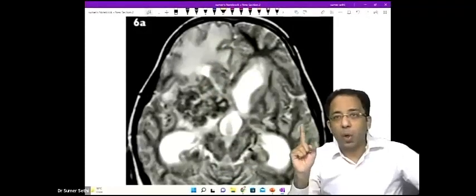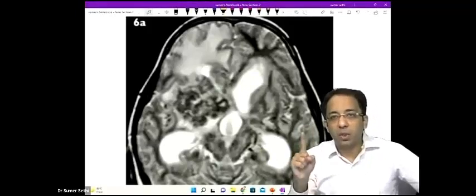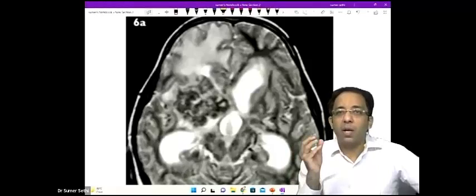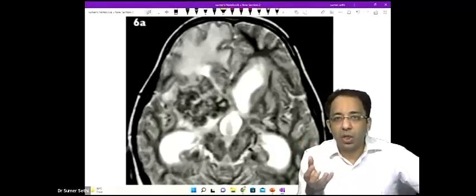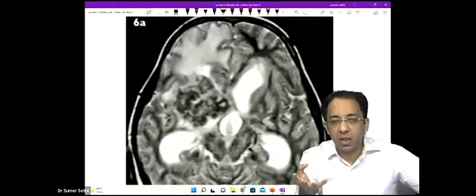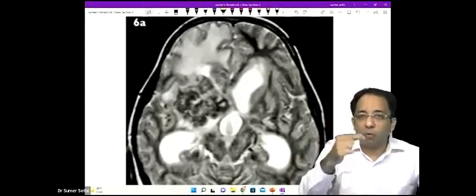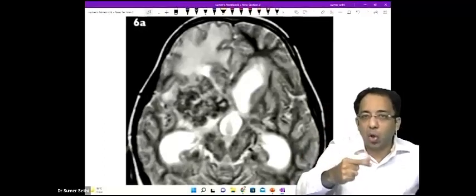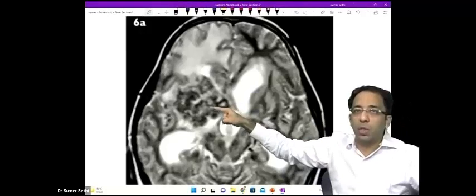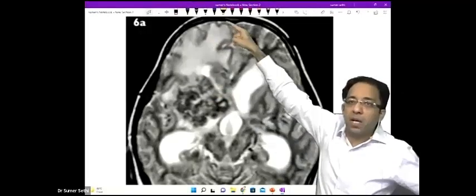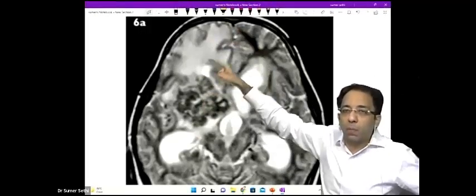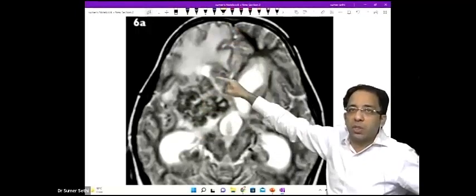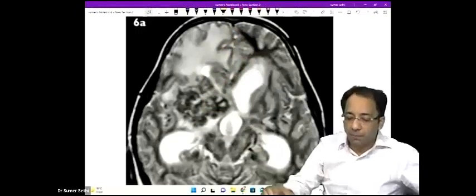So let's see point number 1: why this is not neurocysticercosis. Neurocysticercosis will have a bright center on T2 weighted image because it is cystic. Tubercular lesions do not have water in the center. They are necrotic, so they are darker on a T2 weighted image. Edema is more around the tuberculomas as compared to NCC. You can see extensive edema.